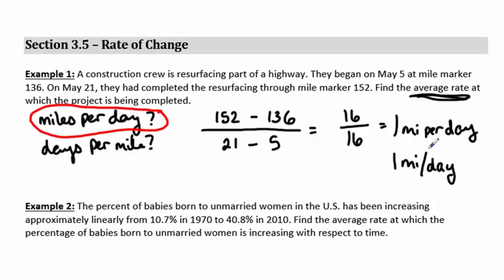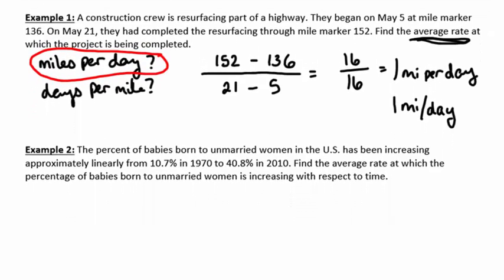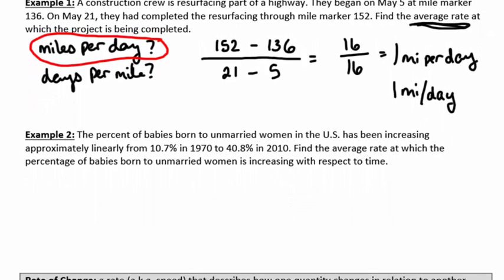Since per is a division word, you can also use the slash to indicate per, so 1 mile slash day would read as 1 mile per day. Let's look at the next example. The percent of babies born to unmarried women in the United States has been increasing approximately linearly from 10.7% in 1970 to 40.8% in 2010. Find the average rate at which the percent of babies born is increasing with respect to time.